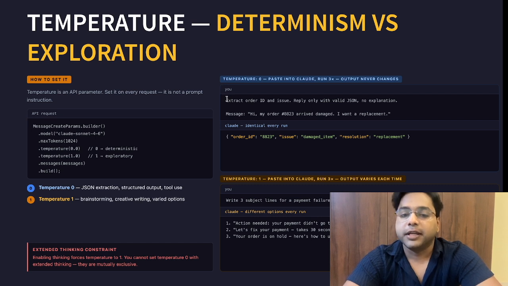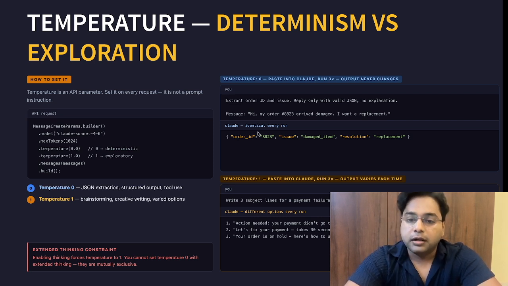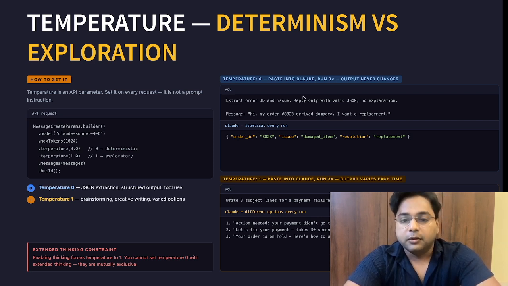Now, for an example, if I ask it to extract the order ID and issue, and we set temperature to 0, every time it will give me the same answer. But for the same prompt, if we set temperature to 1, it will give us a different answer wherever it can.